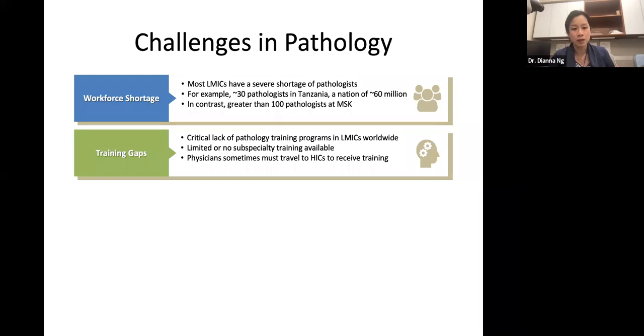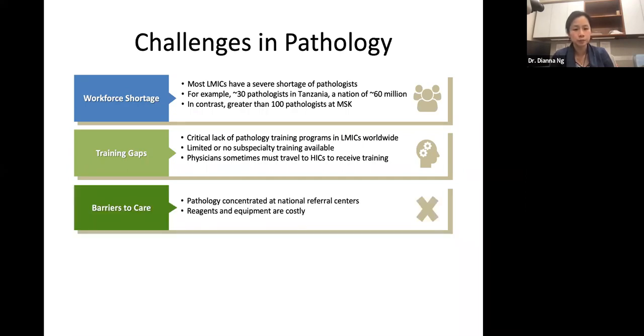There's training gaps, so there's a lack of training programs in LMICs. It's also not necessarily an attractive field, even in the US. I know it's not seen as a sexy subspecialty. That's okay, but it's an incredibly essential and important subspecialty, especially in cancer care. There's also limited or no subspecialty training available. And if pathologists do want to get subspecialty training, they often have to travel quite far to high income countries to receive this training.